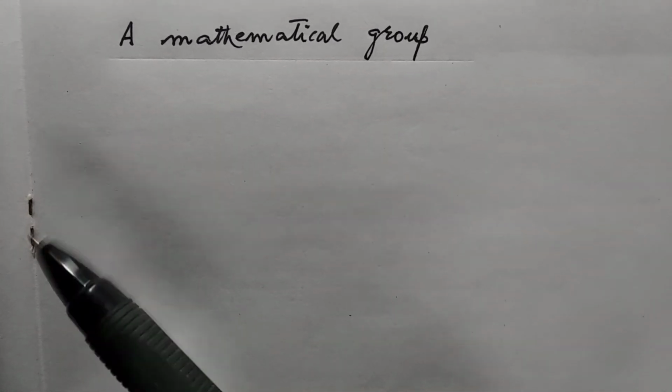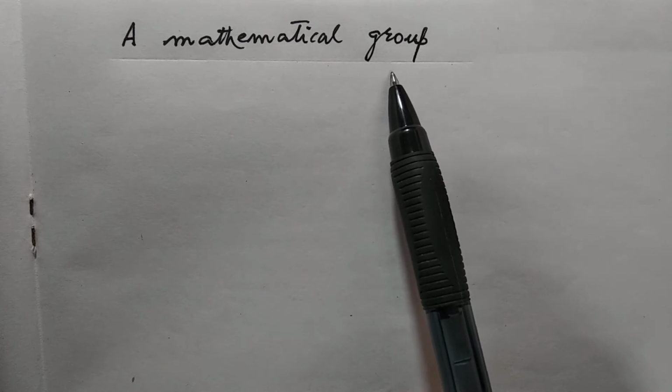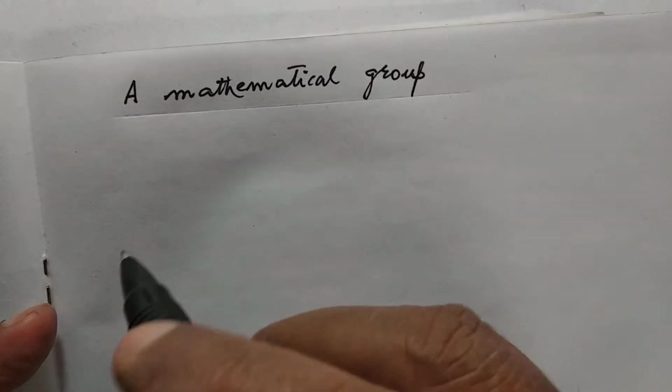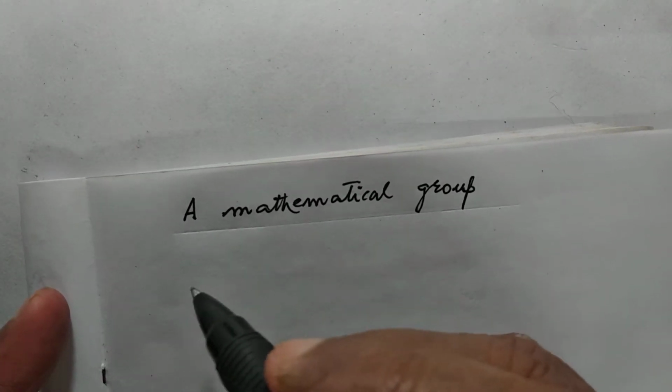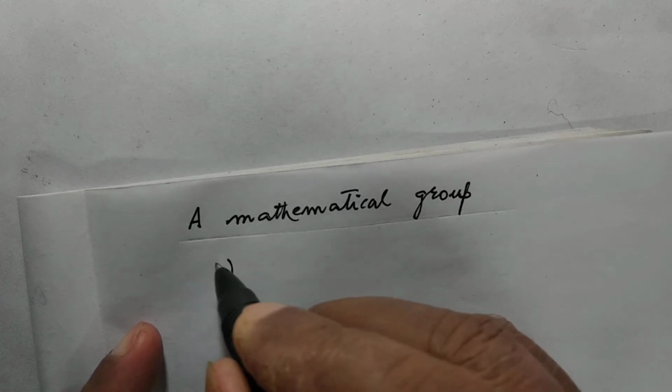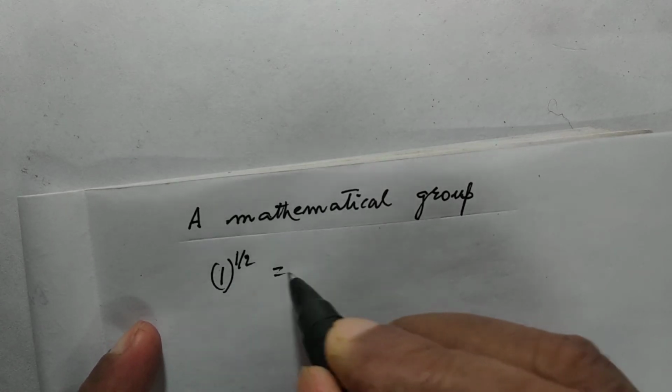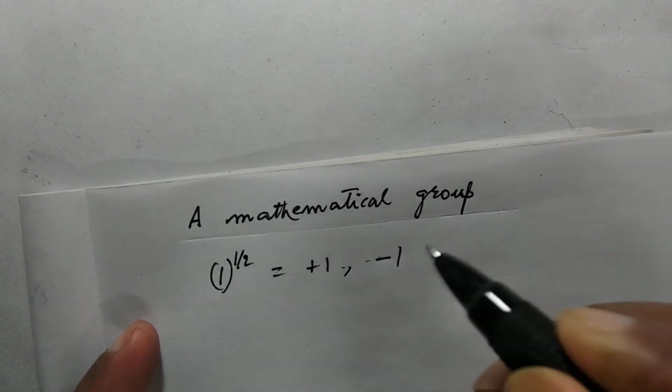In this video, I am going to discuss what is meant by a mathematical group. Let us first consider an example. Consider the set of fourth roots of unity. Square roots of unity are well known. They are plus 1 and minus 1.